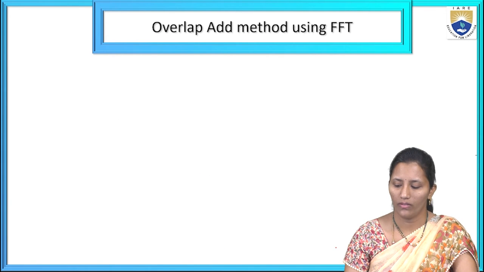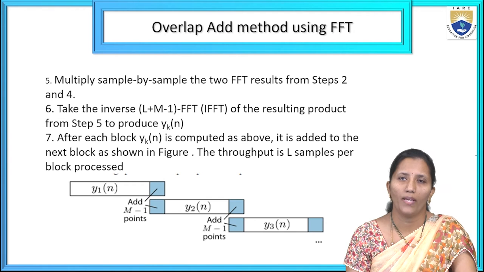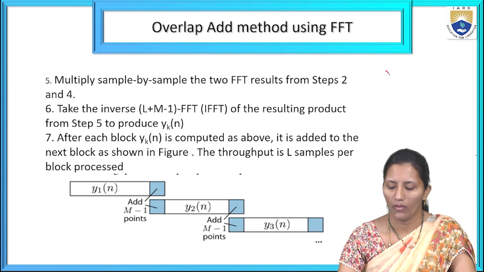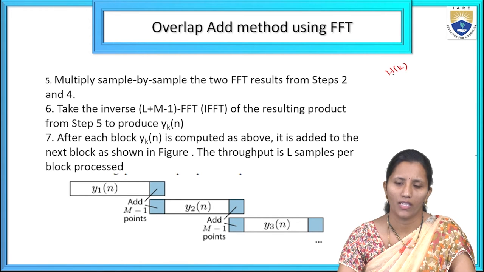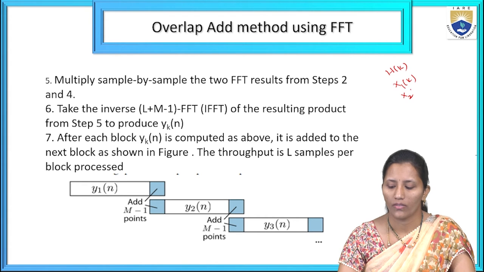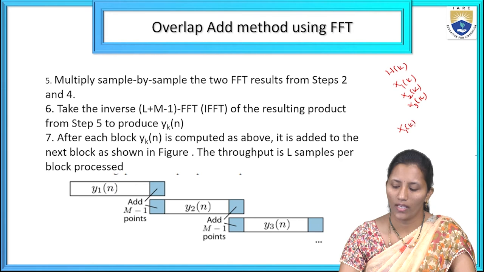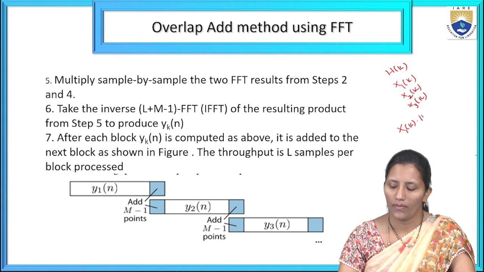Then what do we have to do? Multiply sample by sample the two FFT results from step 2 and step 4. We know h of k: by applying the FFT to the impulse response, we get h of k. And by applying the FFT to the individual sectioned blocks, we get x1 of k, x2 of k like that. So we multiply each sectioned frequency domain sample with the frequency domain impulse response.